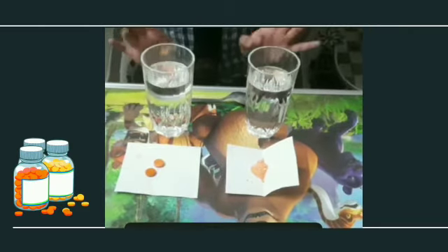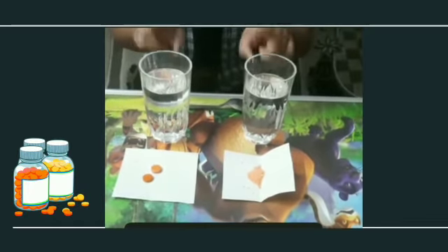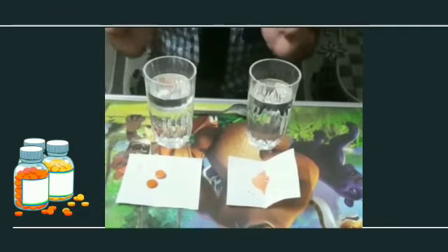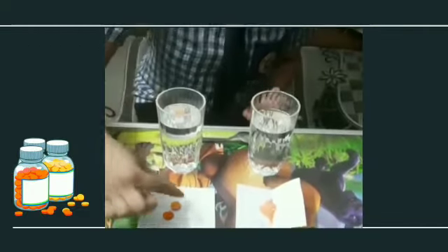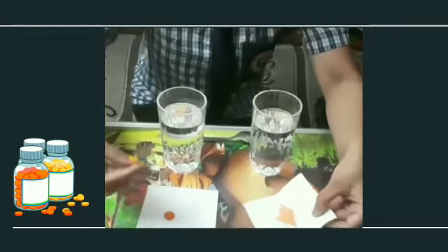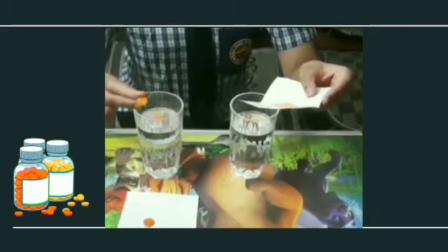For the experiment of surface area, we need 2 glasses filled with water and vitamin C tablets, one as whole and the other in the crushed form. Now let's start the experiment. Take 1 tablet and the crushed form and put them into their respective glasses. Now let's put these 2 into the glasses and observe the rate of reaction.